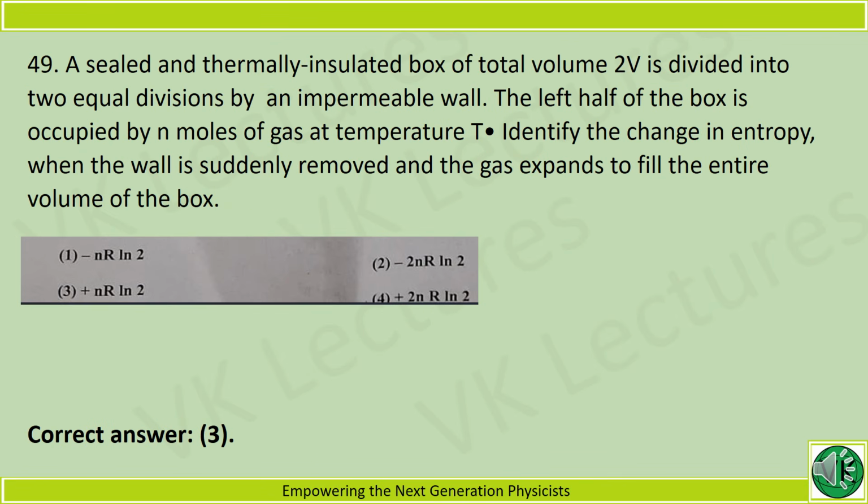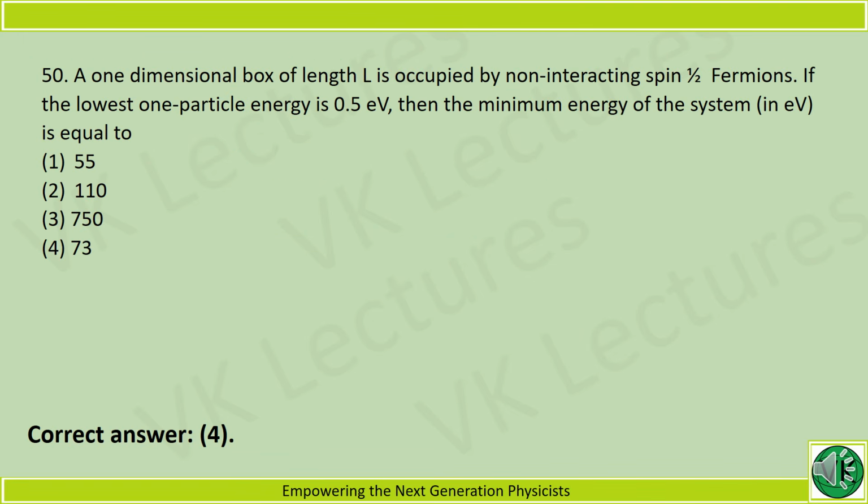A sealed and thermally insulated box of total volume 2V is divided into two equal divisions by an impermeable wall. The left half of the box is occupied by n molecules of gas at temperature T. Identify the change in entropy when the wall is suddenly removed and the gas expands to fill the entire volume of the box. The answer is option 3, nR log 2.